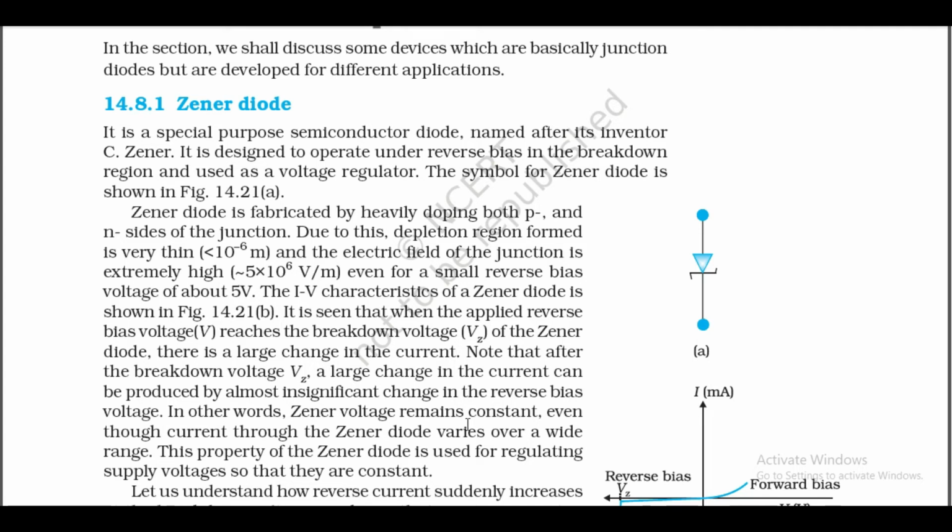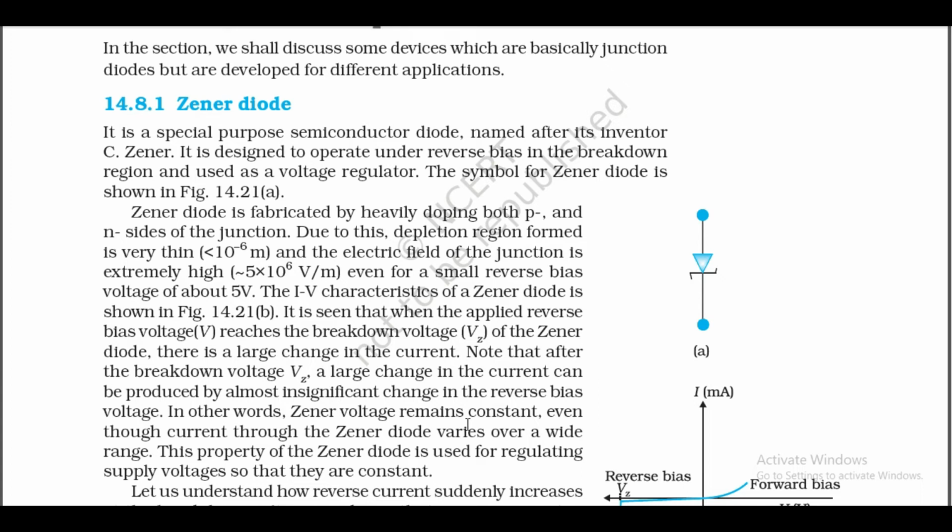The symbol for the Zener diode is shown in figure 14.21a. A Zener diode is fabricated by heavily doping both the P and N sides of the junction. Due to this, the depletion region formed is very thin, less than 10 to the power minus 6 meter, and the electric field of the junction is extremely high.